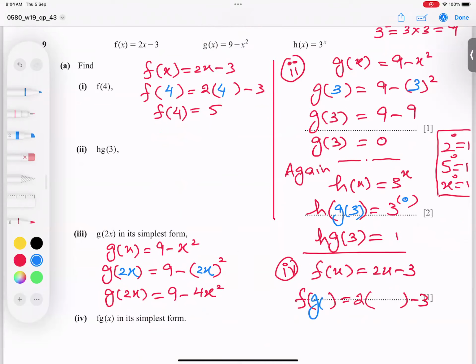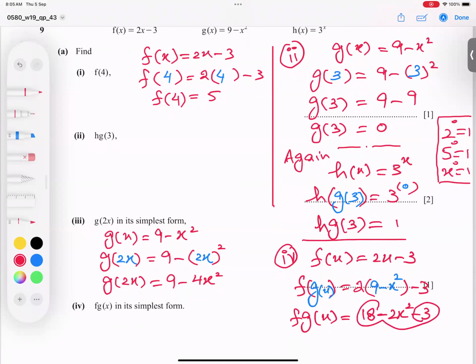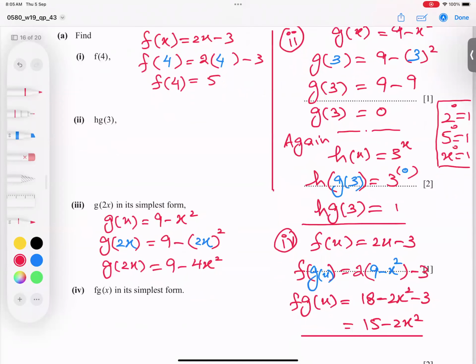So g of x is 9 minus x squared. So f of g of x equals 2 multiplied by 9. I get 18. 2 multiplied by x squared, I get 2x squared, and minus 3. And finally, this 18 minus 3, subtract, I get 15. And this is the final answer. So I believe the point is very, very clear. Let's talk about the next part.